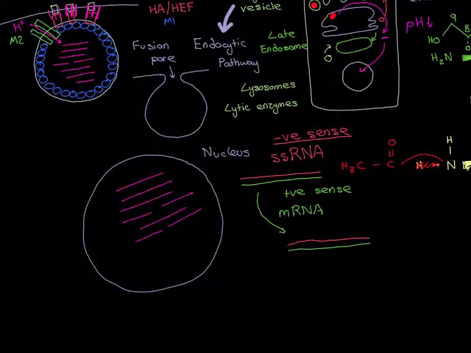So the positive sense RNA has two functions. One, it's going to be used as the mRNA to actually make viral proteins, and secondly, it's going to be used to copy the viral genome, and we need to do both of those things to make new virus particles.